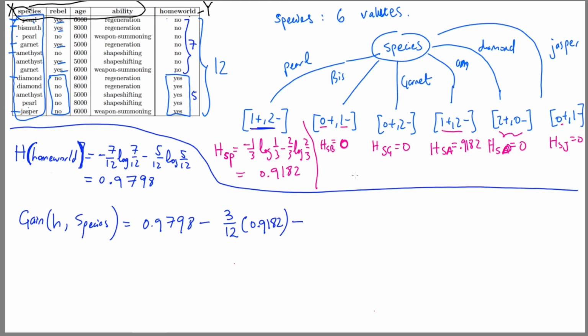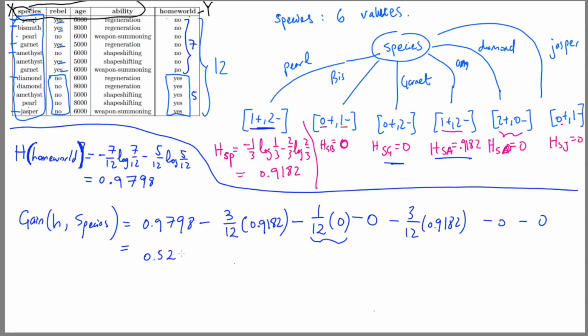Then you're going to look at this value. So here you're going to have only 1 point out of 12, and it's going to get an entropy of 0. So this term actually is just going to be 0. And same thing with this term. Then we get this guy again. So again, 3 over 12, 0.9182, minus 0, minus 0. And if you plug this into a calculator, you'll just get 0.5206. Okay, so the gain from adding species is just 0.5206.